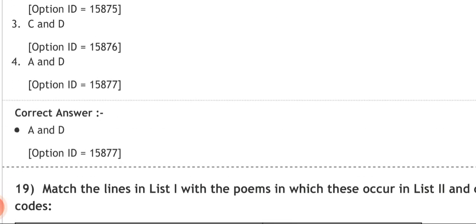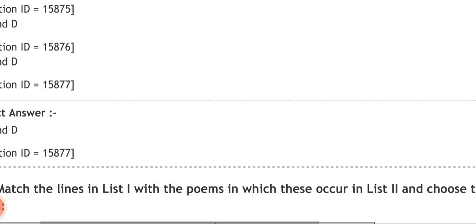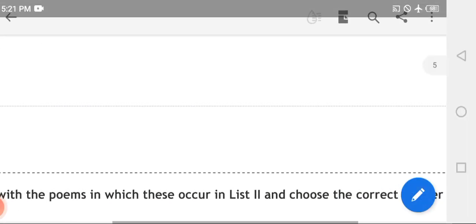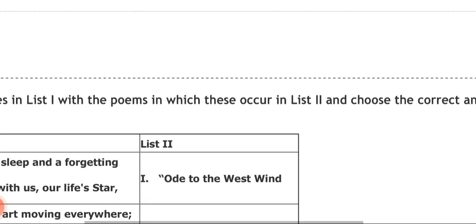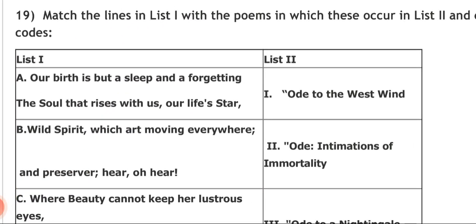Next question: match the lines in List 1 with the poems in which they occur in List 2, and choose the correct answer. This kind of question is often asked both in NET and in this kind of exam or test. List 1: A, "Our birth is but a sleep and a forgetting, the soul that rises with us, our life's star"; List 2, Ode to the West Wind. From where these lines are taken, you have to match correctly. B, "Wild spirit, which art moving everywhere, destroyer and preserver, hear, oh hear"; number 2 is given, Ode: Intimations of Immortality.